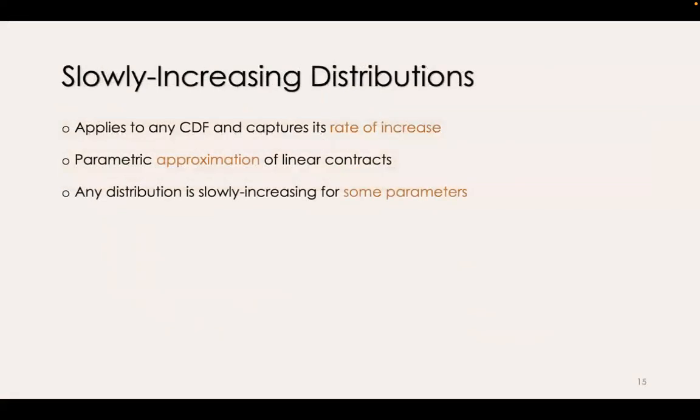And the proof of this bound utilizes the concept of being slowly increasing, which can be applied to any cumulative distribution function and effectively captures its rate of increase. We provide a parametric approximation factor for linear contracts that depends on the slowly increasing parameters, assuming the small tail assumption. The universal approximation that applies for all distributions and only relies on the small tail assumption can be derived by observing that any distribution is slowly increasing for some parameters.